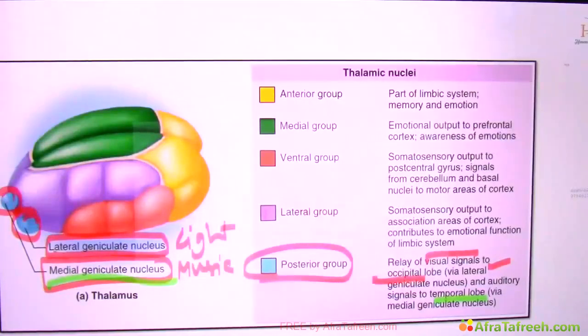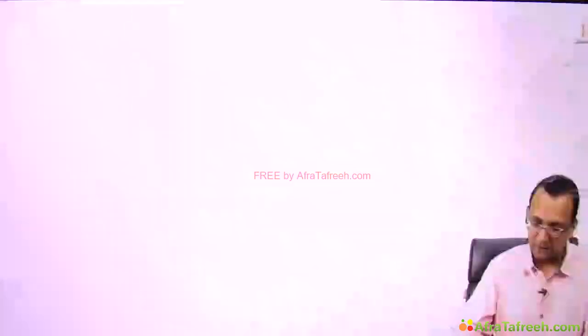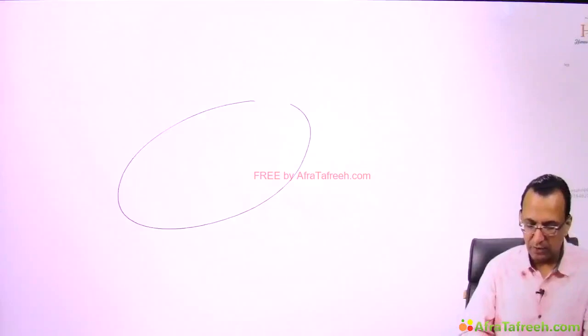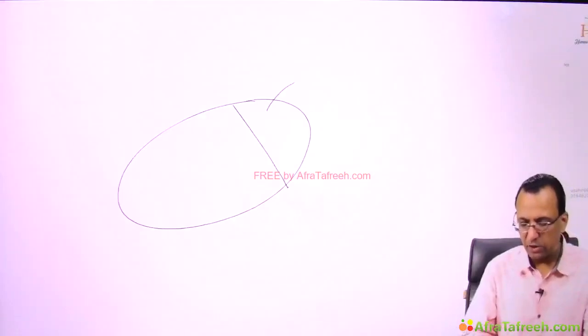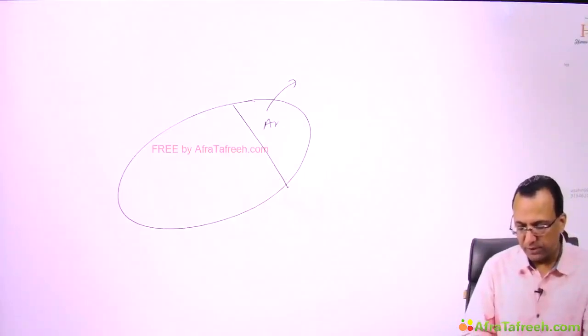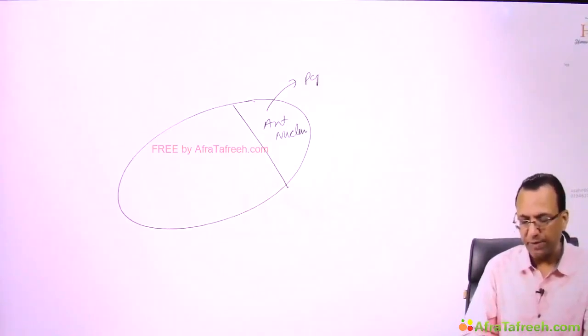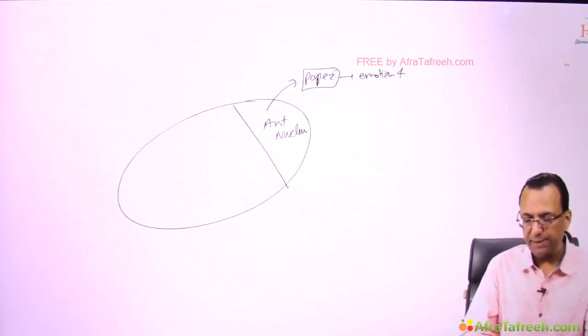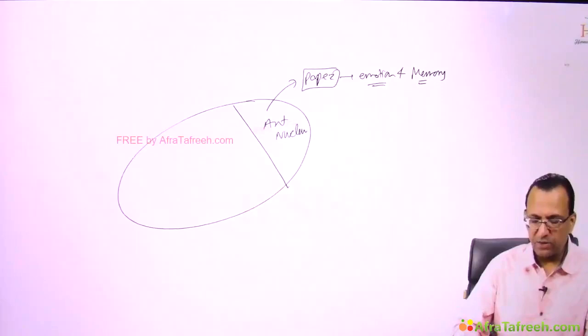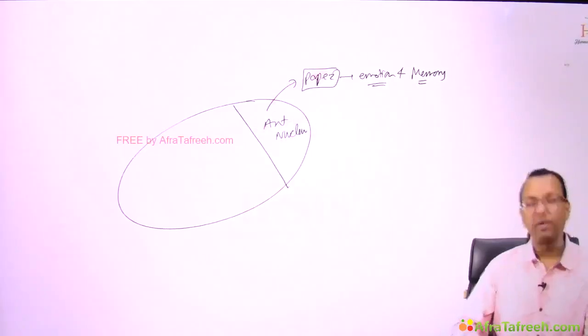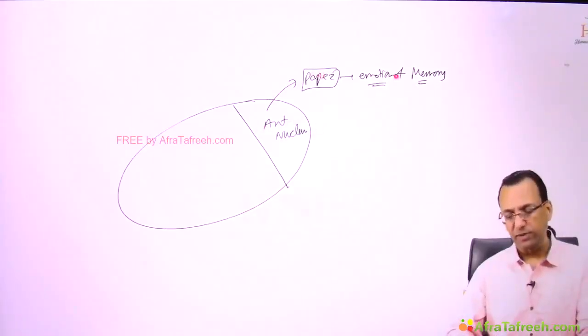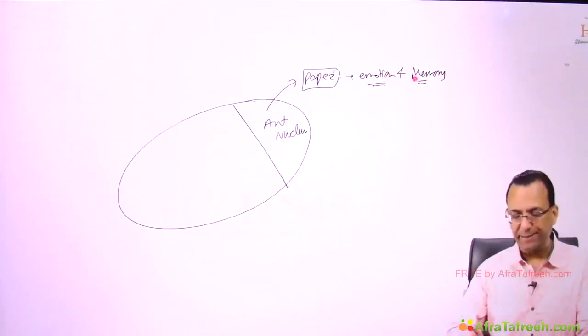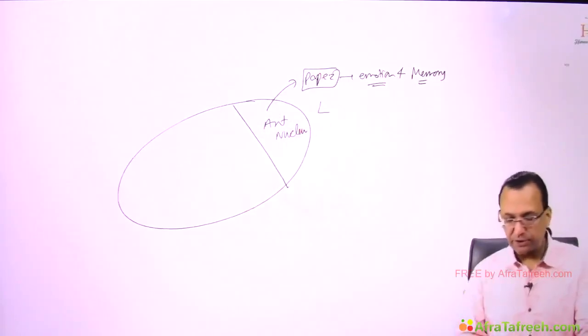Let us make a diagram ourselves to quickly recapitulate the information which we just gathered. Actually, this is thalamus we are looking at. There's an anterior nucleus. If you say this is the anterior nucleus, then what is it for? It is a part of the Papez circuit concerned with emotions and memory, and it is a part of the limbic system.